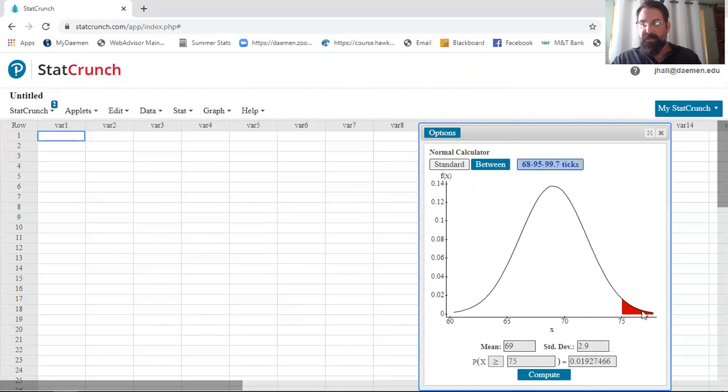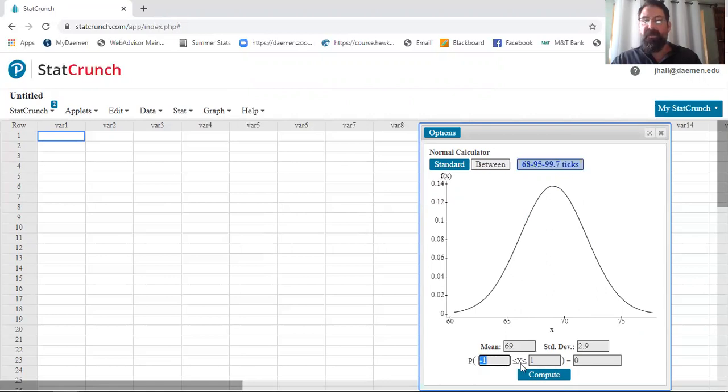So we can see it's shading in the appropriate region. X is greater than or equal to 75 inches. That's 6'3". Not too many people are. So this is a really nice calculator. Now we can do between if you wanted to.